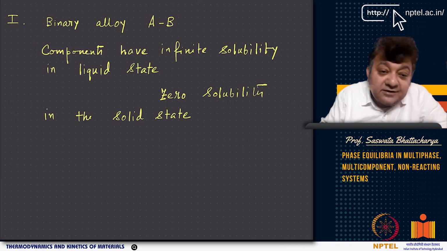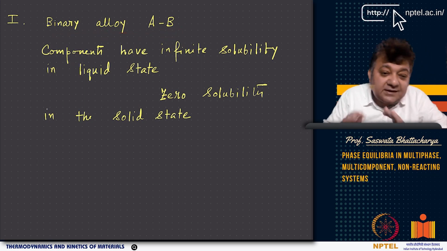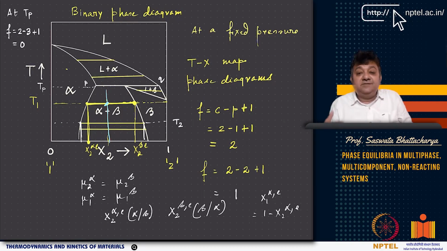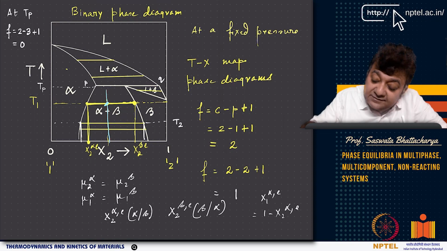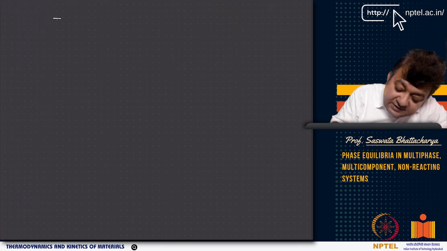Now we look at different types of phase diagrams. So one of the phase diagrams that we can think of is a binary alloy with A and B. So I am concentrating on that currently. In principle, you can also look at ternary phase diagrams. I will not discuss ternary phase diagrams here. If time permits later, then we will give 1 or 2 examples.